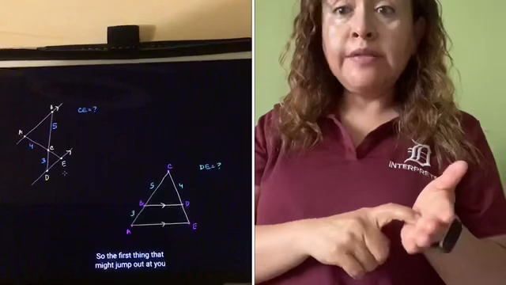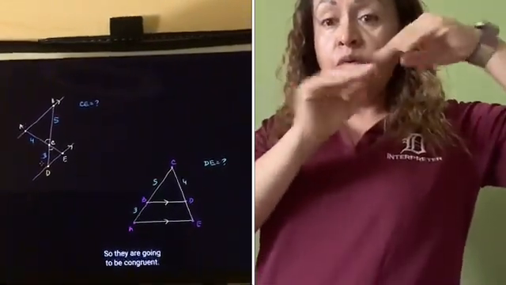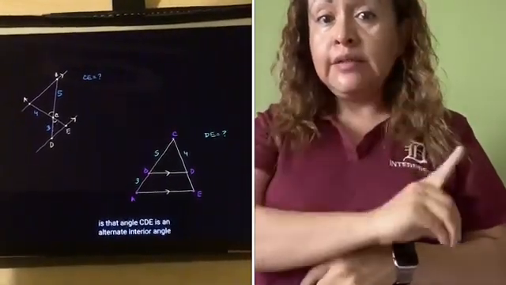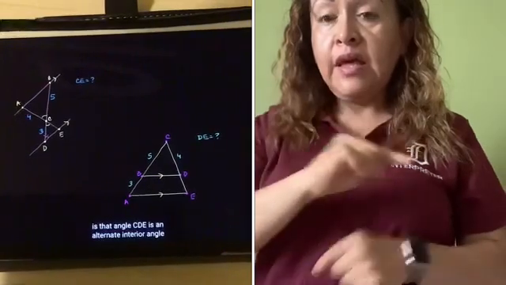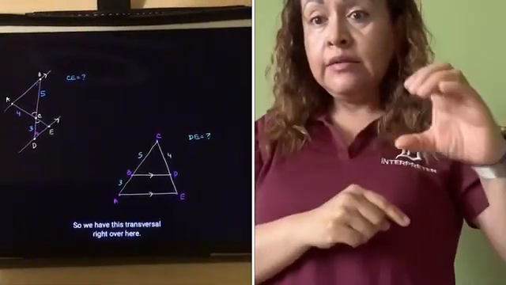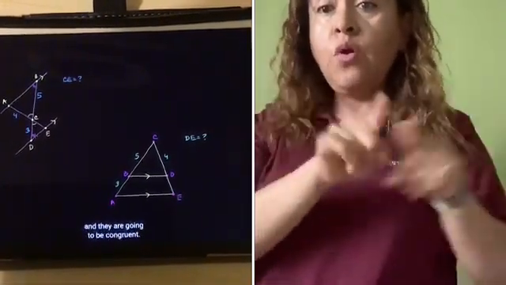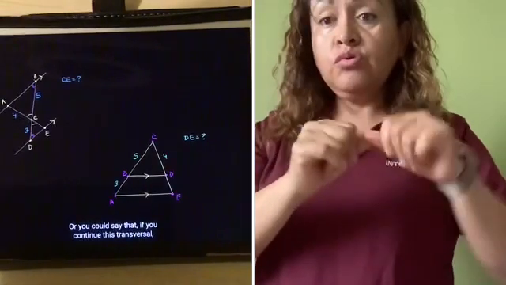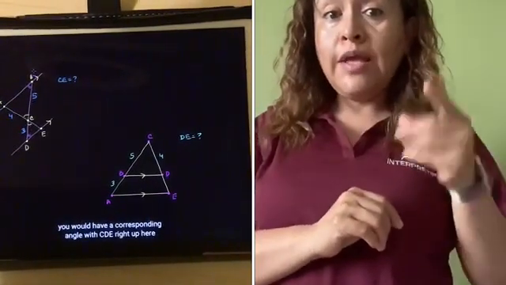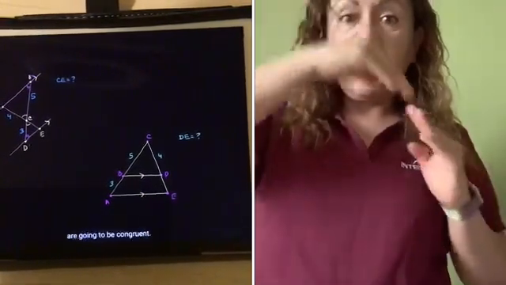The first thing that might jump out at you is that this angle and this angle are vertical angles, so they are going to be congruent. The other thing that might jump out at you is that angle CDE is an alternate interior angle with CBA. We have this transversal right over here, and these are alternate interior angles, and they are going to be congruent. Or you could say that if you continue this transversal, you would have a corresponding angle with CDE right up here, and that this one's just vertical. Either way, this angle and this angle are going to be congruent.